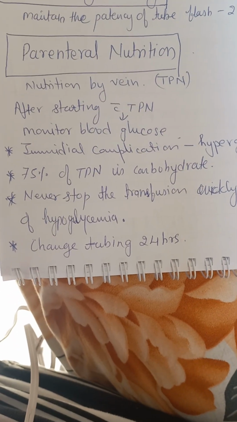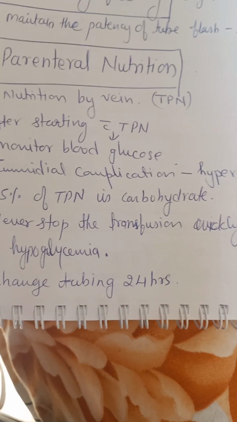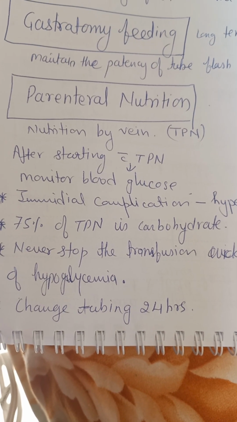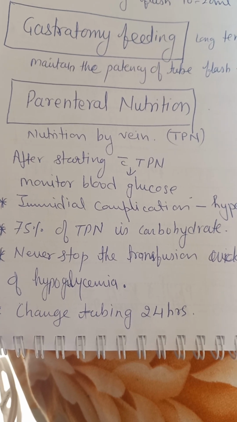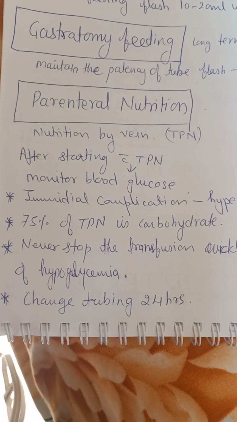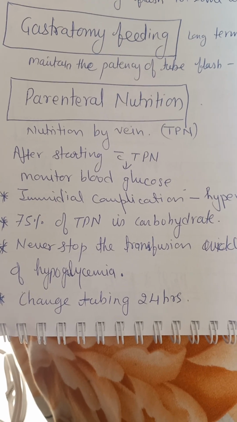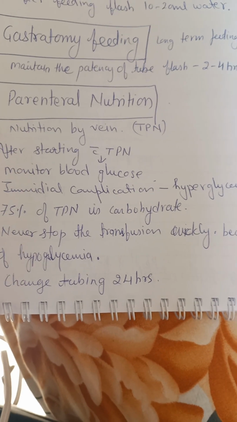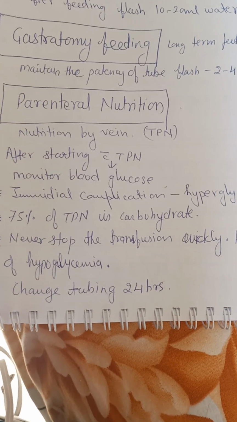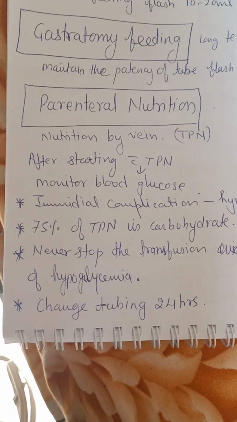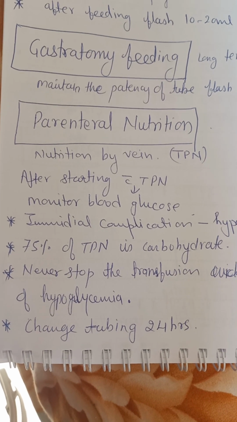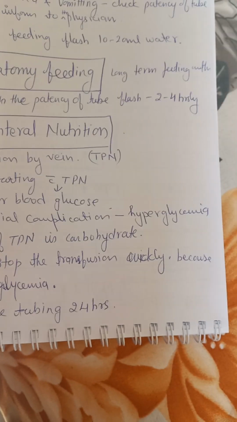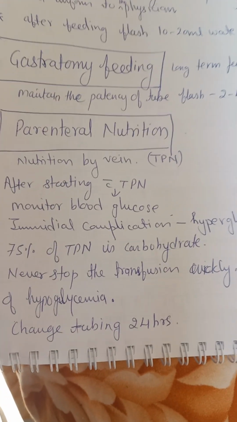Next is parenteral nutrition. Nutrition by the vein, TPN. After starting TPN, we have to monitor blood glucose. Immediate complication of TPN is hyperglycemia. 75% of TPN is carbohydrate. So never stop the infusion quickly or immediately, to prevent hypoglycemia.